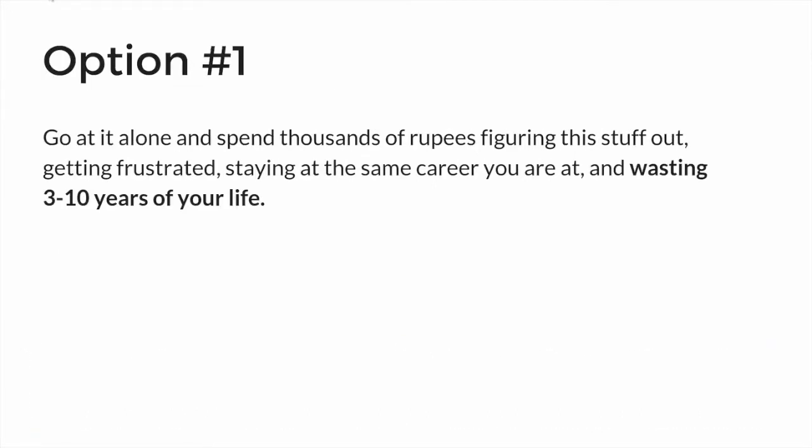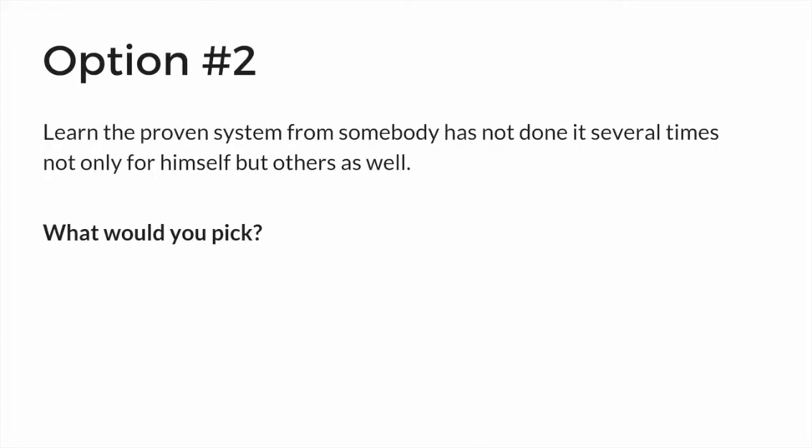After learning all this information, you have two simple options right now. Option number one is to go at it alone and spend thousands of rupees figuring out this stuff, getting frustrated and staying at the same career you are at right now and wasting 3 to 10 years of your life. Option number two is to learn the proven system from somebody who has not only done it several times for himself, but for others as well. So what option would you pick?